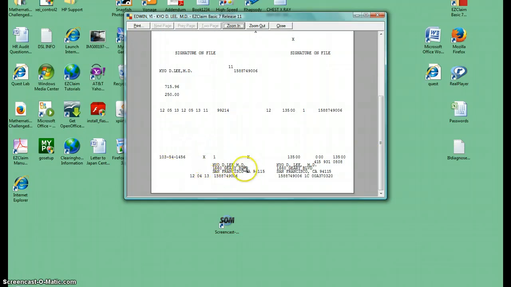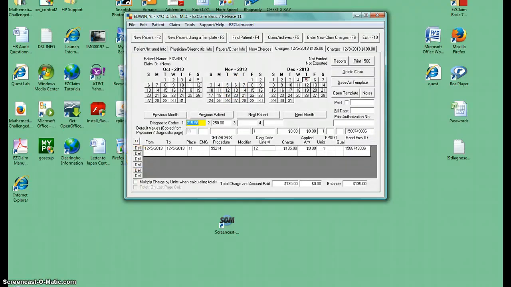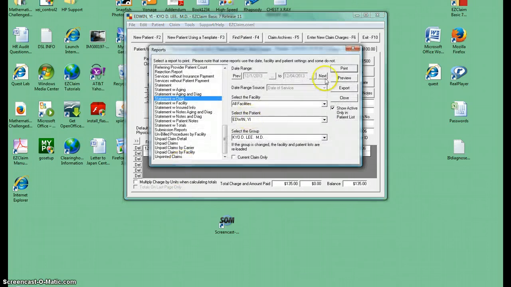Here is the facility or the place of service that the patient was seen at, and here is the billing facility. Okay, so let's take a look at the reports so that we can see what the bills sent to patients look like.